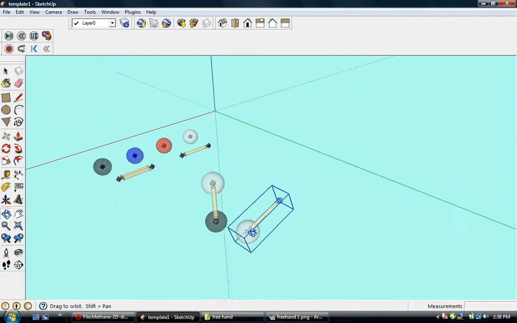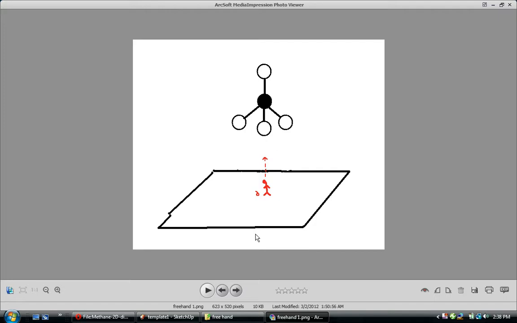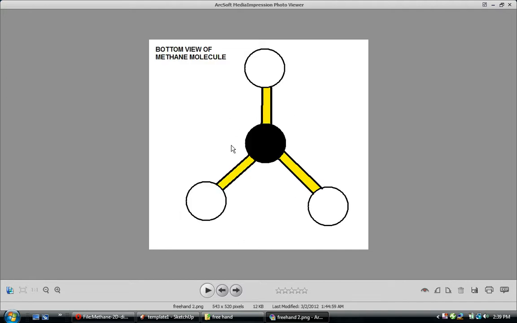Okay, but what about the other 2 bonds that stick out this way? Well, we're going to use some projective geometry to figure out how we need to turn those. And I made a little diagram here. Let's imagine that there's a little stick figure guy, and he's looking up at the bottom of the methane molecule. Okay, and you can see that he's looking up because his head is tilted back and his hat has fallen off. And this is what he sees.